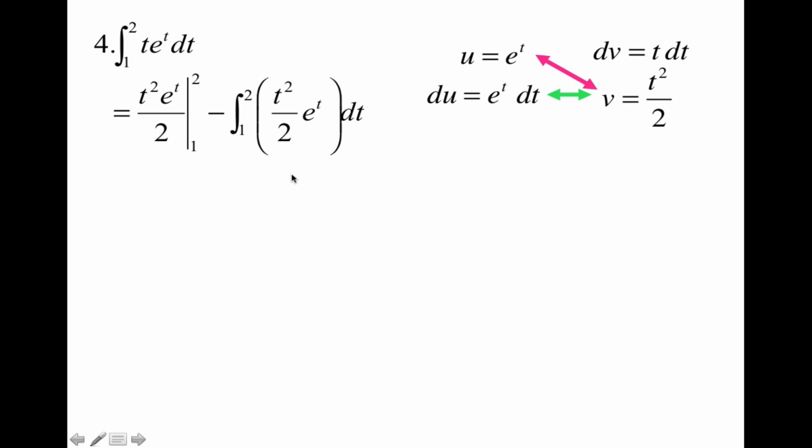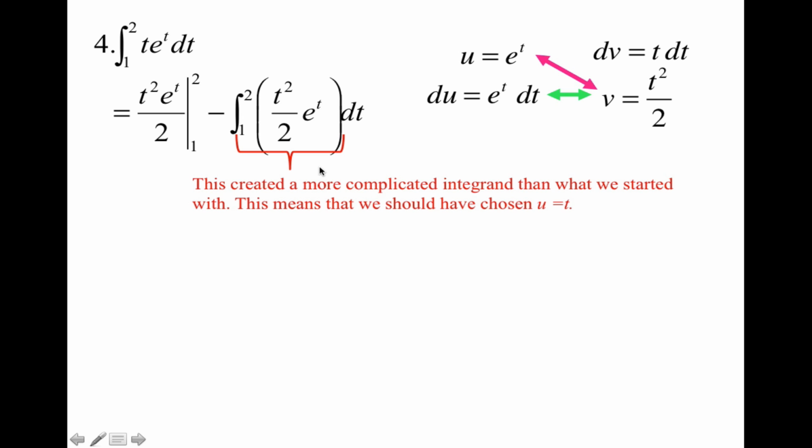Now, I want to integrate this piece. That looks pretty dang complicated. That looks more complicated than what I started with. So, since it created a more complicated integrand than what we started with, that means we should have chosen the u to be t. So, that's a good way to know if you chose the wrong u, okay? If you get to this setup and you realize that the integral that you now have to integrate is worse than the one you started with.